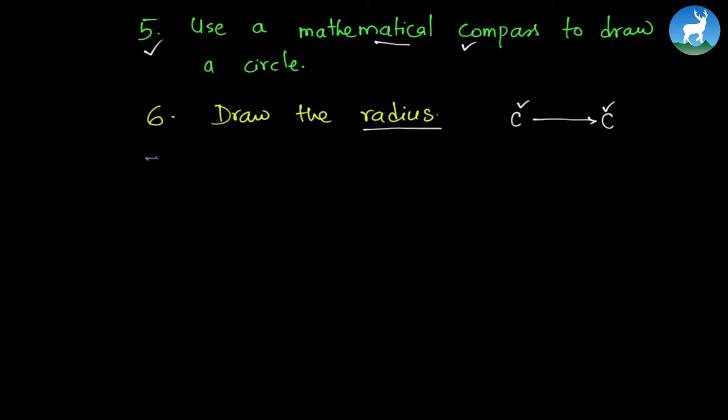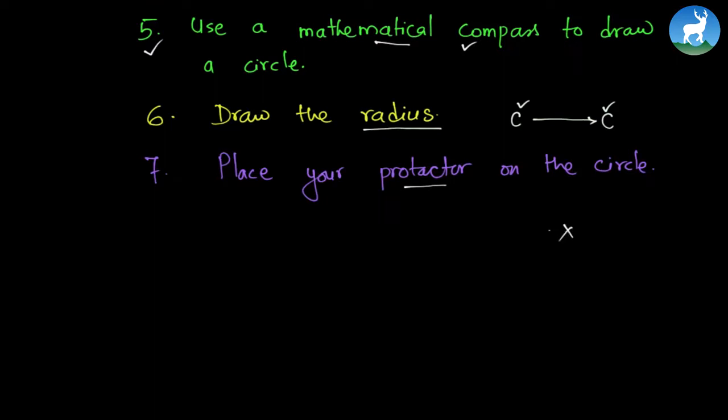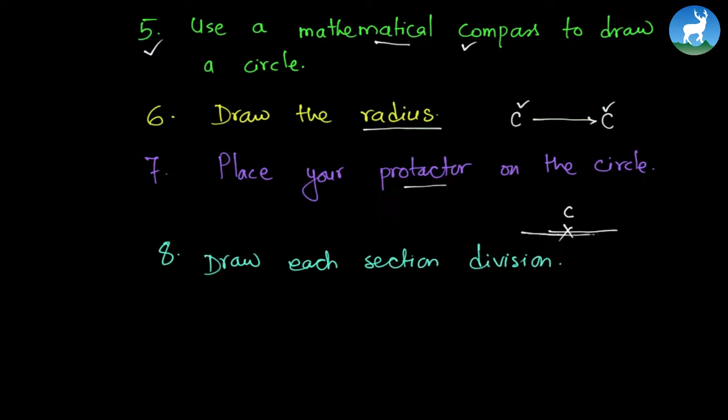Afterwards, what we have in step number 7 is place your protractor on the circle. Place your protractor in such a way that the little cross exactly falls on the center. The cross should be in the center, and from there you're going to draw the segments. Step number 8, you're going to draw each section. Draw each section division. After putting the crosshair of your protractor in the center, from here you're going to draw the angles or the lines, right?